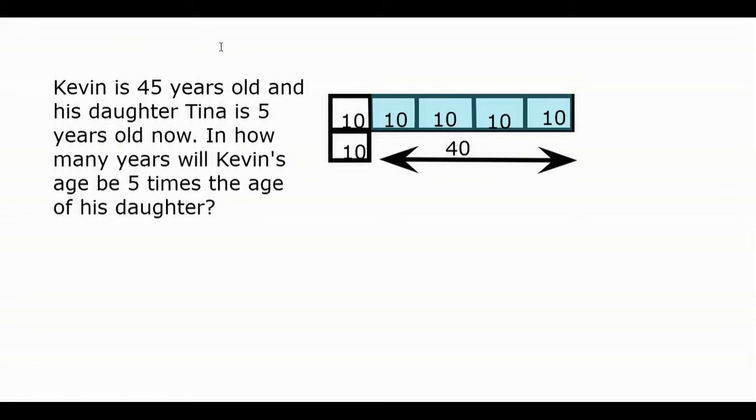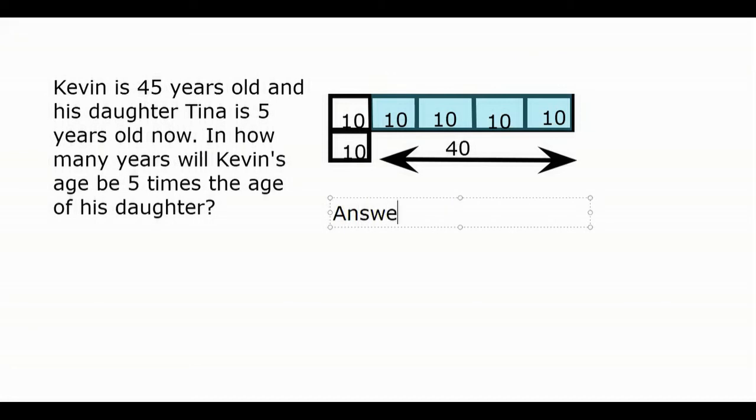Right. So now we can see that Tina's age will be 10 years. If Tina's age is 10 years, then Kevin's age will be 5 times 10 equals 50. And of course, then Kevin's future age is 5 times the age of his daughter. We need to know in how many years will that be. So currently, Tina's 5. Just take 10, subtract 5, equals 5. So in 5 years, Kevin will be 5 times the age of his daughter.